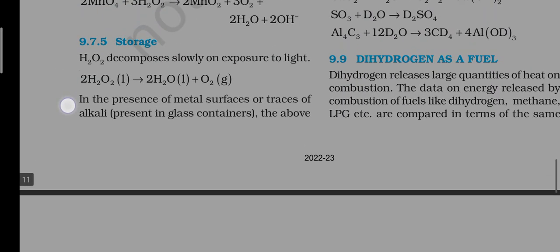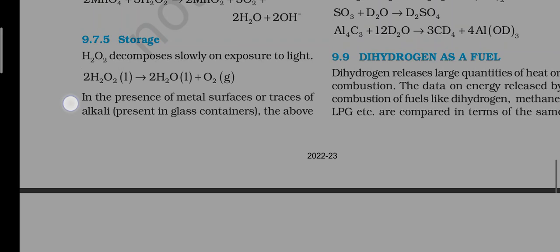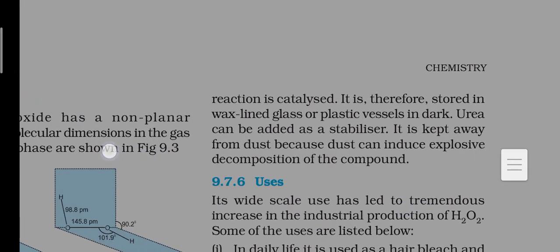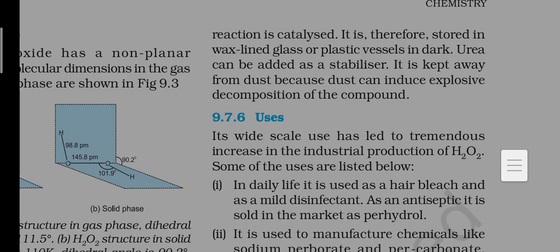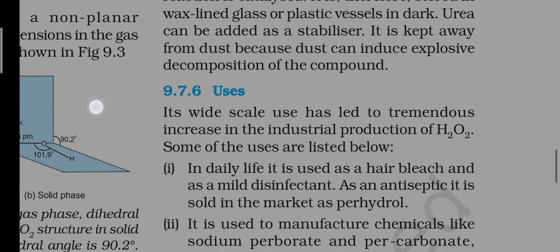Next is storage. Hydrogen peroxide decomposes slowly on exposure to light. In the presence of metal surfaces or traces of alkali, the above reaction is catalyzed. It is therefore stored in wax-lined glass or plastic vessels in the dark. Urea can be added as a stabilizer.